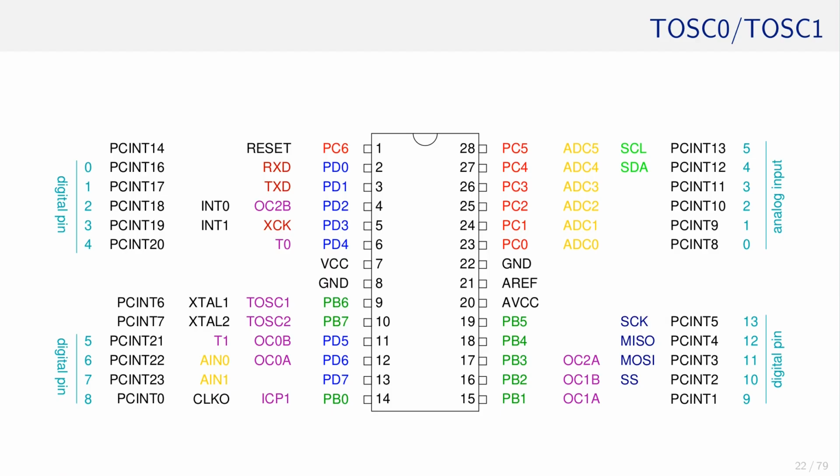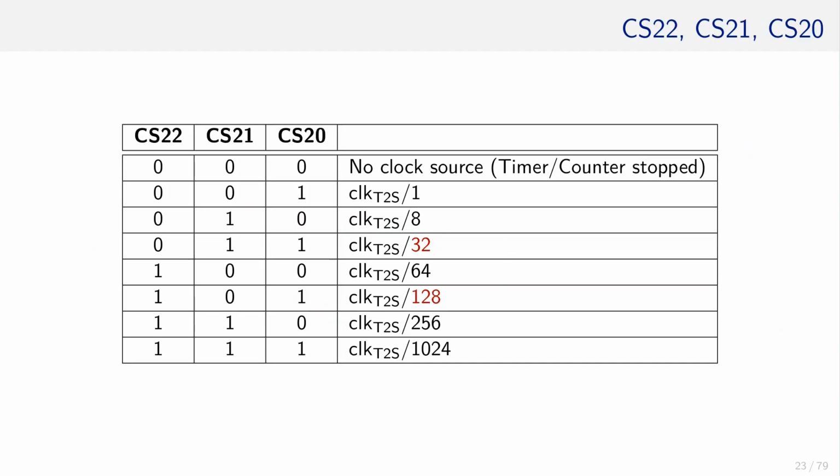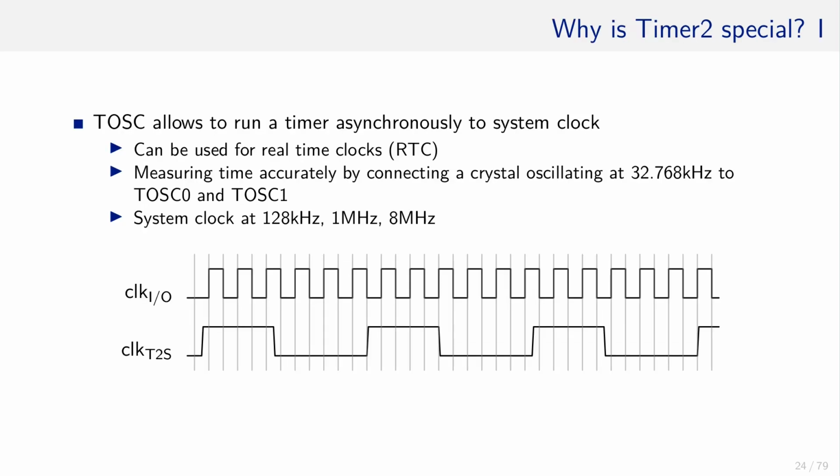Where are TOC1 and 2? They are connected to PB6 and PB7, shown here. Compared to the previous prescalers, this timer has 2 more dividers, 32 and 128, which do not exist in timer 0 and 1. Timer 2 does not have an edge detector nor a Tn input pin, hence those settings are missing here.